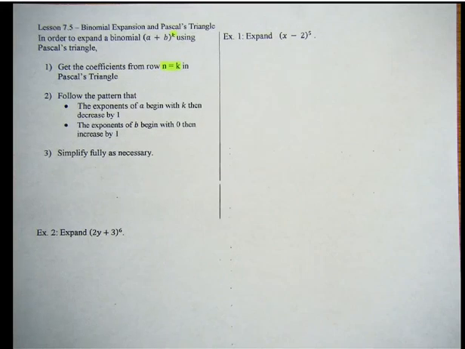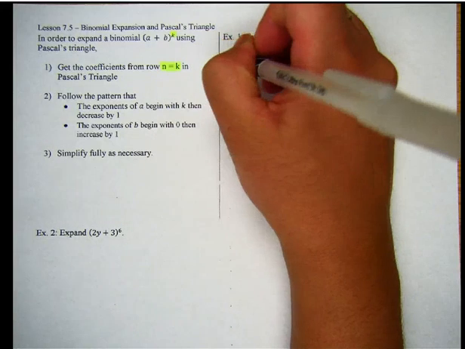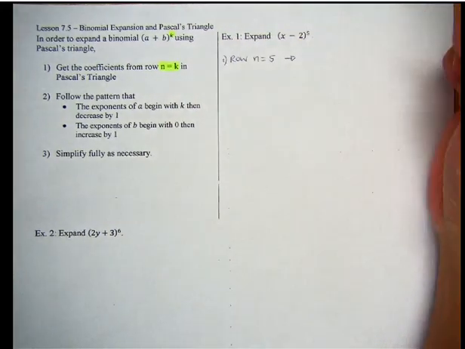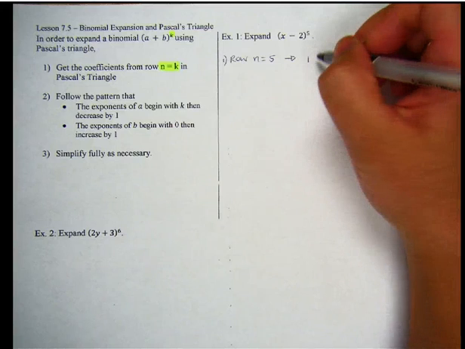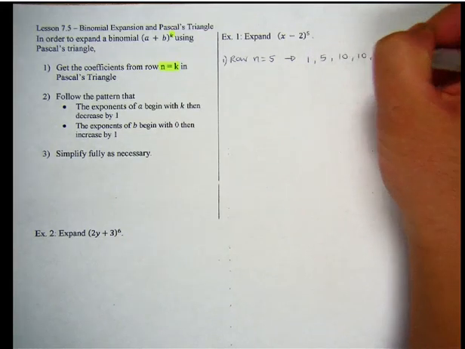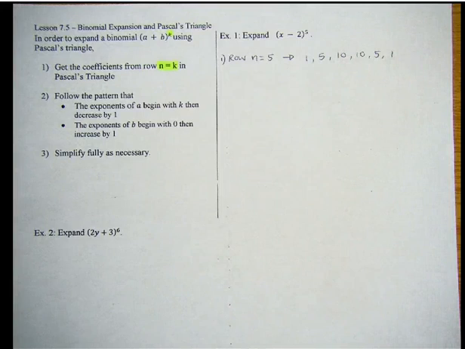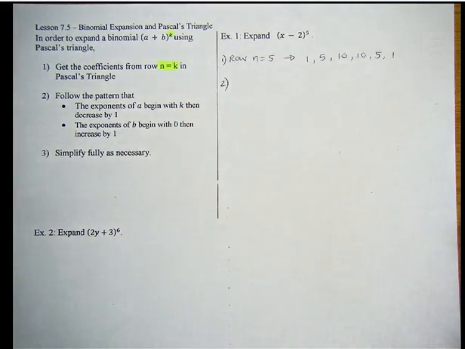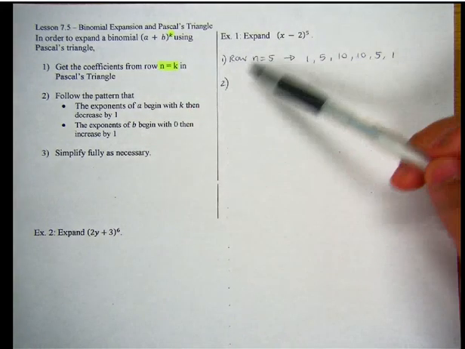Expand x minus 2 to the exponent 5. So I'm going to look at row n equals 5 for the coefficients. And if I look on my previous page, I see the coefficients are 1, 5, 10, 10, 5, 1. So far so good.